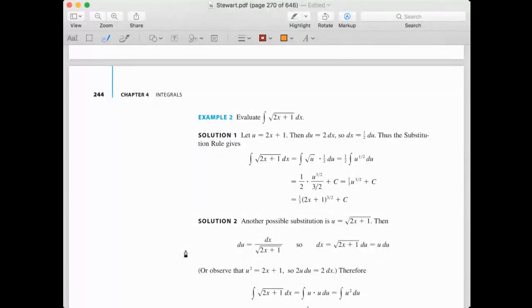Okay, let's see more examples. In this case, we have the square root of 2x plus 1. We see f of g, not f prime of g. So what's g? What's f? f of x is root of x. You don't really have to do this, but it will be helpful. What's g? g of x equals 2x plus 1.